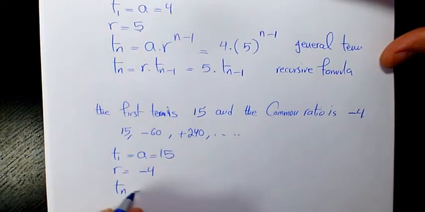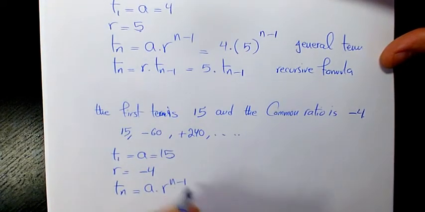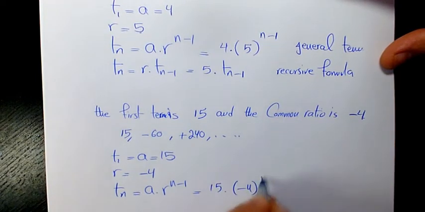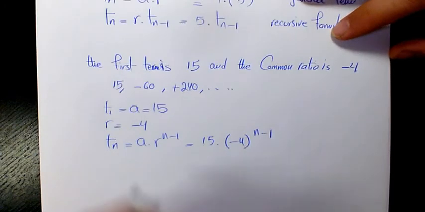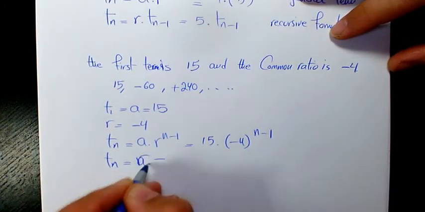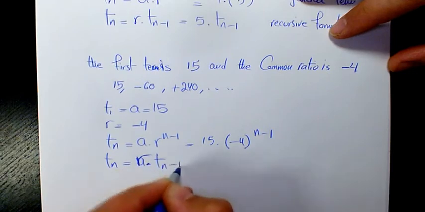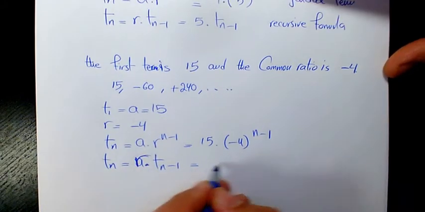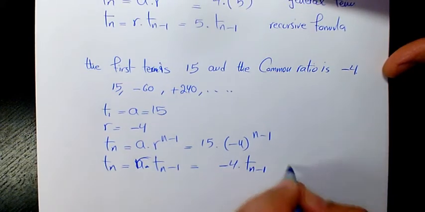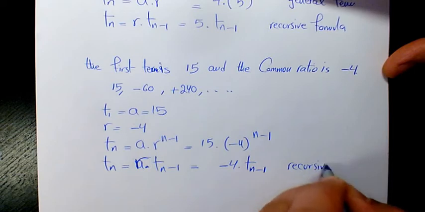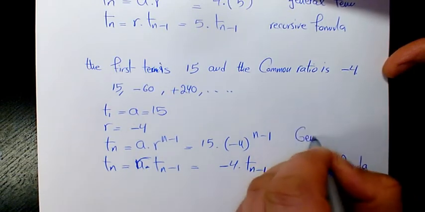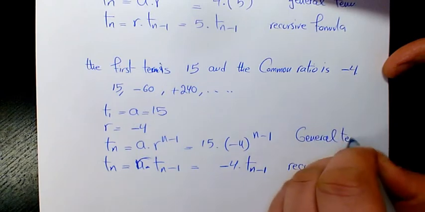So Tn equals A times r to the power of n minus 1, 15 times -4 to the power of n minus 1. So Tn equals r times Tn minus 1. That's going to give you the recursive formula, which is -4 times Tn minus 1. That's the recursive formula. General term, this guy.